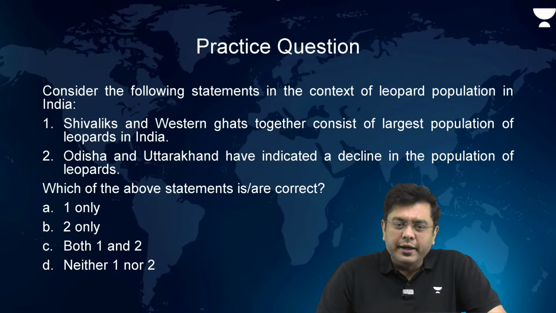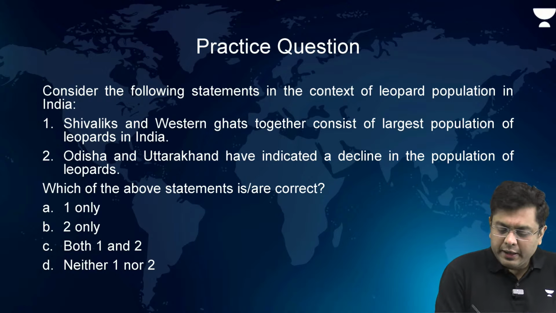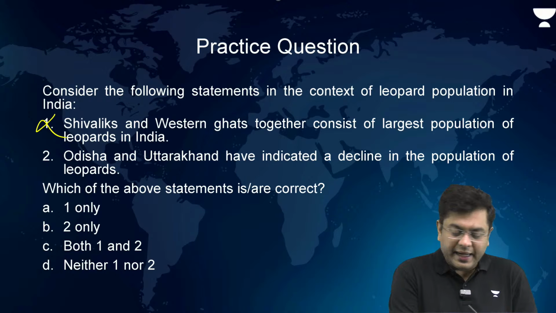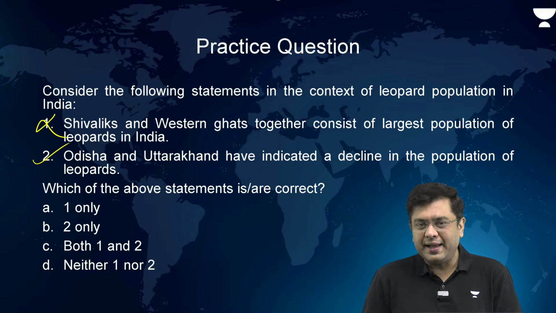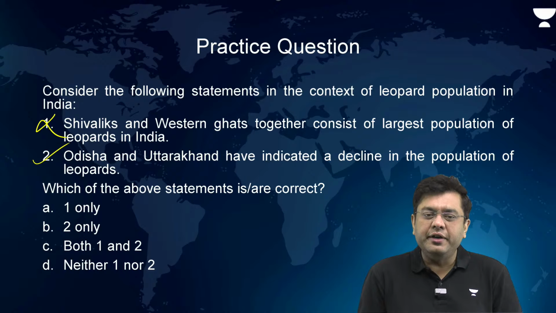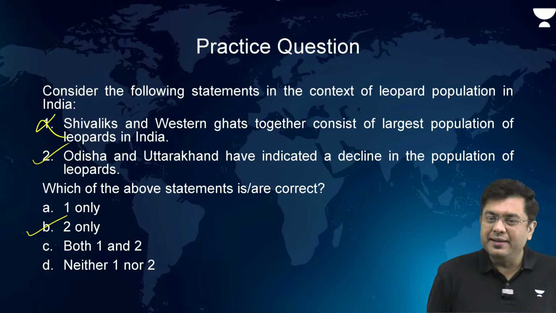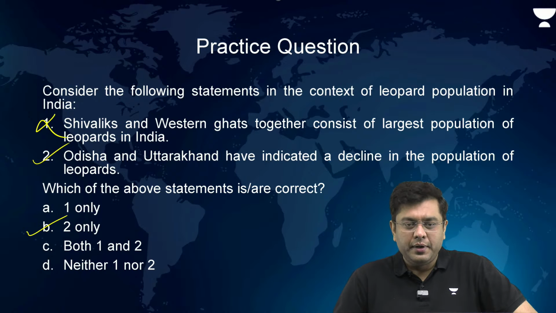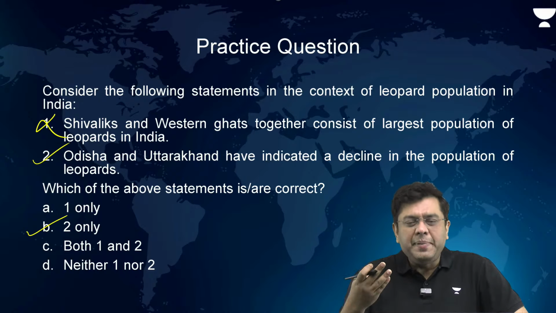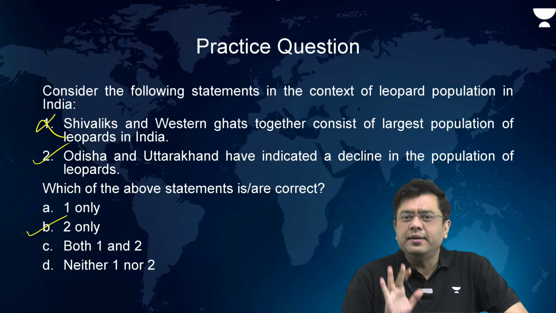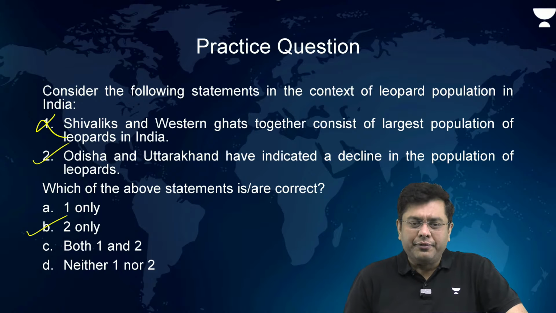So Central India and the Eastern Ghats is where it will be maximum. So the first statement is incorrect. Odisha and Uttarakhand have indicated a decline. That is correct. So here the correct answer is B, that is 2 only. Largest population of leopards is in which state? Largest population is in MP. Very good. And in terms of the maximum number, the states are MP, Maharashtra, Karnataka and Tamil Nadu. That is again something you have to keep in mind.